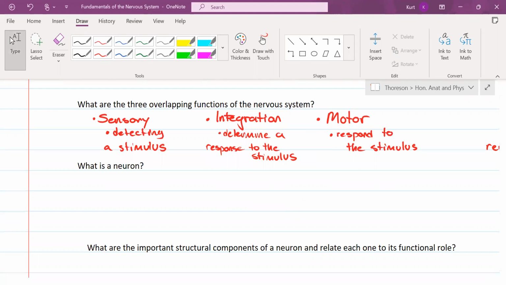Anyway, what is a neuron? This is easy. A cell of what system? A cell of the nervous system.